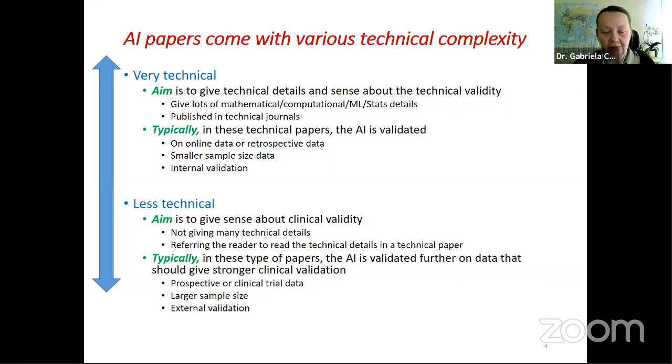And typically, after a group publishes a technical paper, they would then go on to publish a more clinical paper where technical detail may be omitted, referring to the more technical paper. Now they are focusing more on the clinical validity of the AI. So for example, they may use prospective or clinical trials data. The sample size may be bigger, and they may even do external validation, but again, typically, okay?